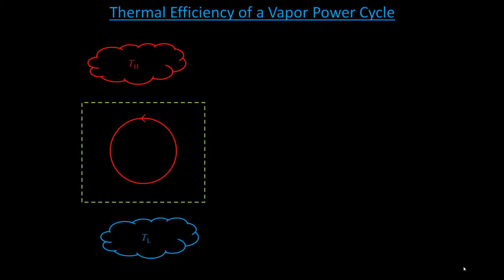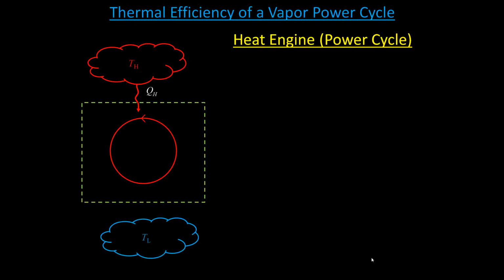Because this is a heat engine or a power cycle, we are going to generate power through heat transfer from the high to low temperature reservoir. So I have heat transfer coming from the high temperature reservoir into my system, and I have heat transfer coming from my system as a loss to my low temperature reservoir. And the result is an output of work, or net work out of my system.